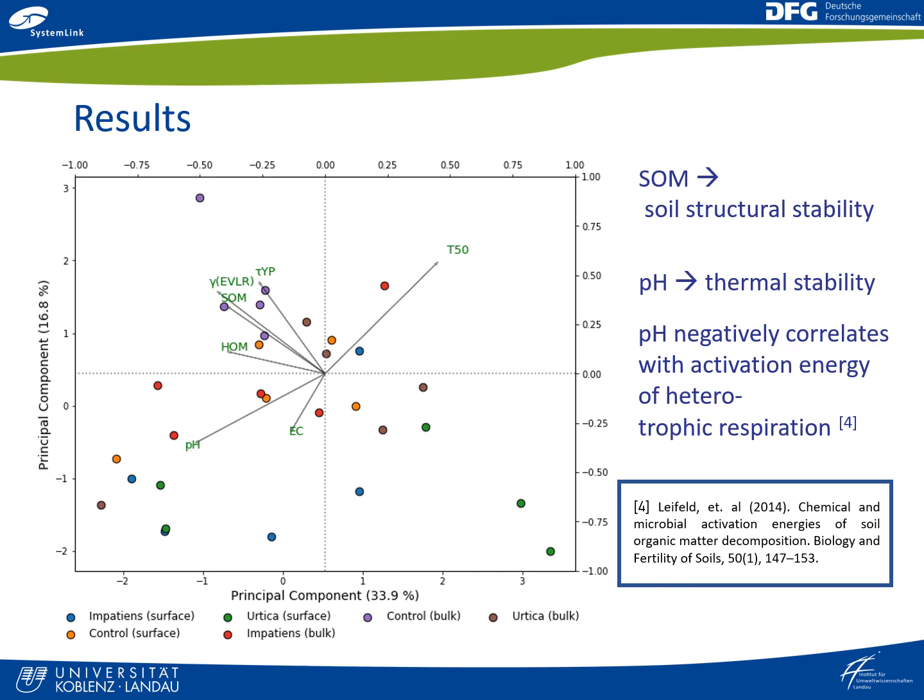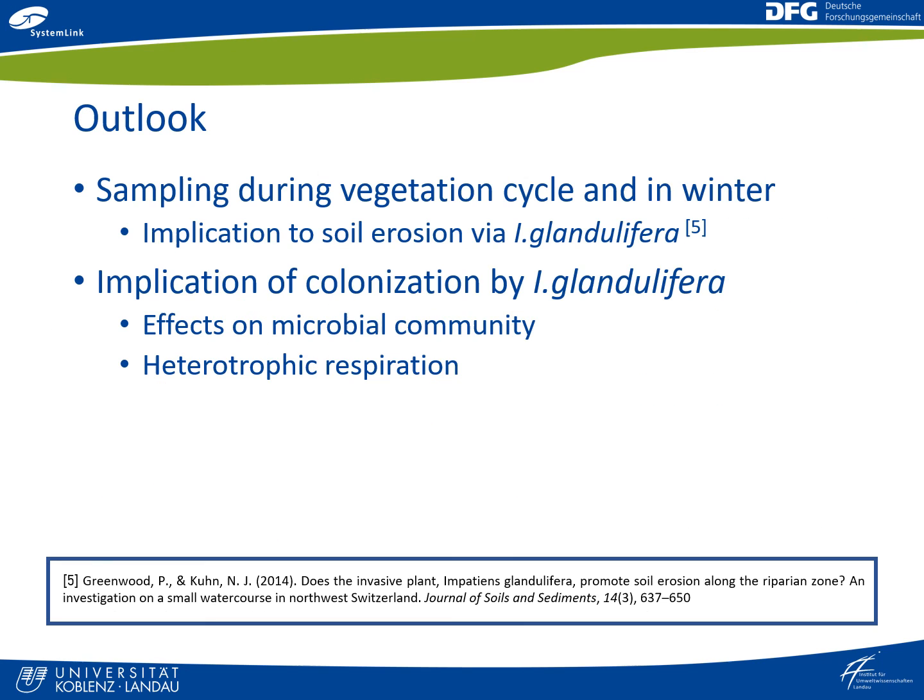One study suggested that the pH negatively correlates with the activation energy of heterotrophic respiration, which means if you have a more acidic soil, the respiration is inhibited. With our results, we conclude that sampling during vegetation and in winter is helpful to understand the dynamics of the colonization by Impatiens glandulifera, and also to take a closer look at the microbial response to invasive plant colonization.